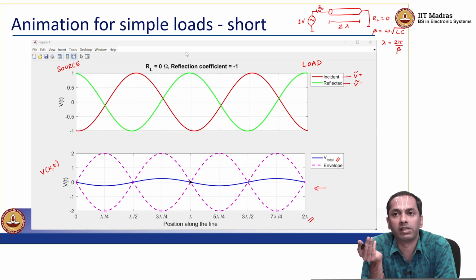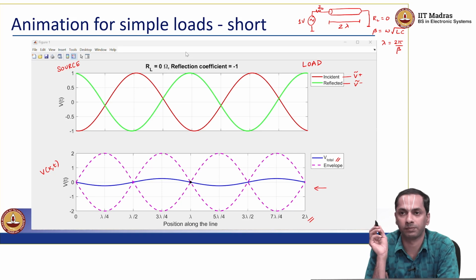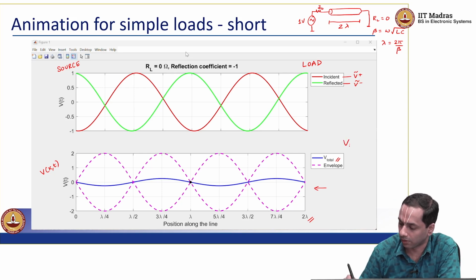We cannot quite measure these incident and reflected voltages, because when I take a multimeter and measure, I measure only the blue curve, which is V total. But we can always decompose. We can say that this blue V total curve is the sum of the red and the green curve, so V total is essentially incident plus reflected.